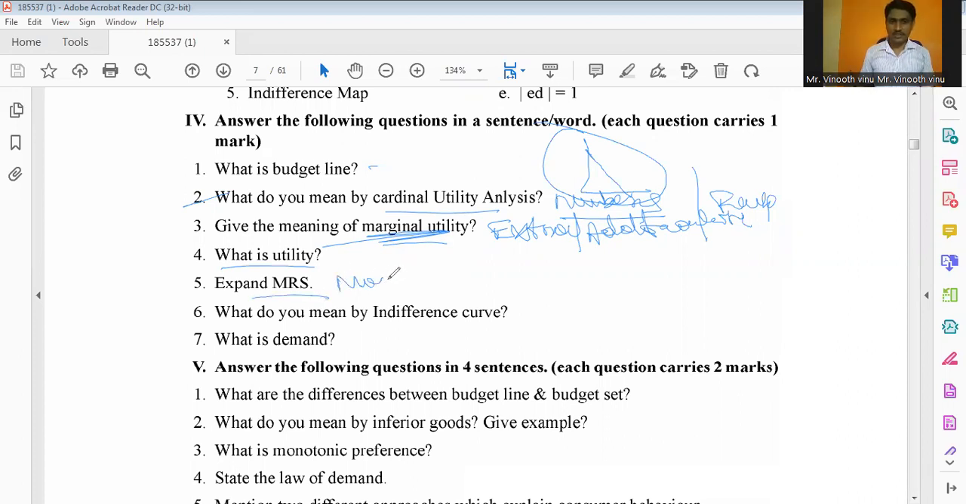MRS, marginal dash. Rate of substitution.